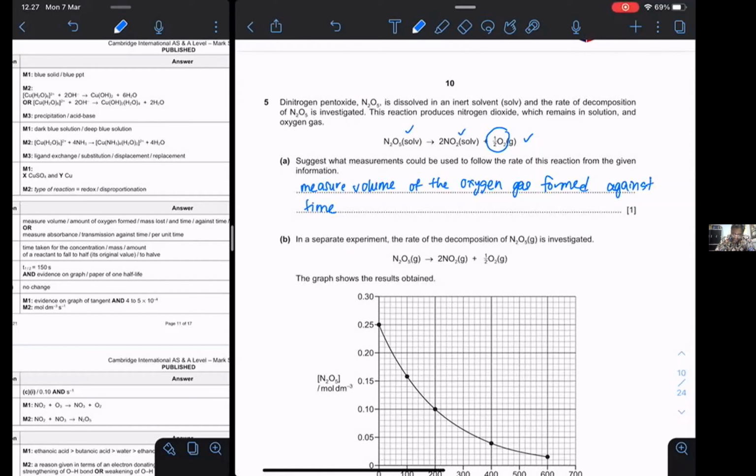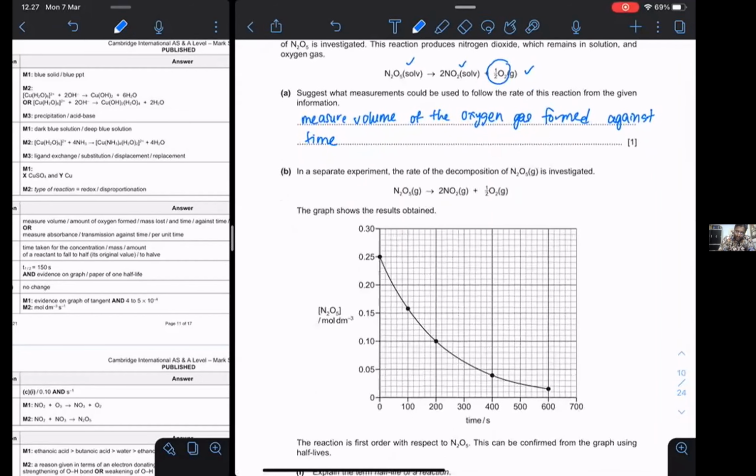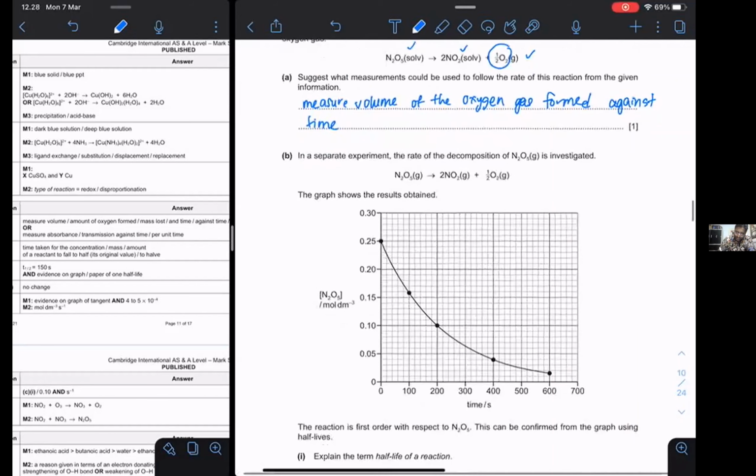Now, for B, in a separate experiment, the rate of decomposition of N2O5 is investigated. The graph shows the results obtained. So you have concentration against time.